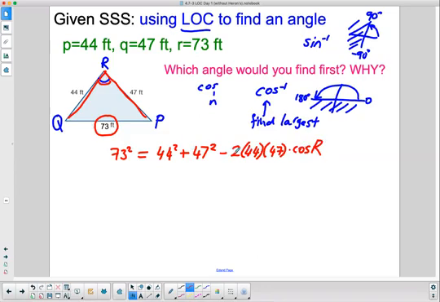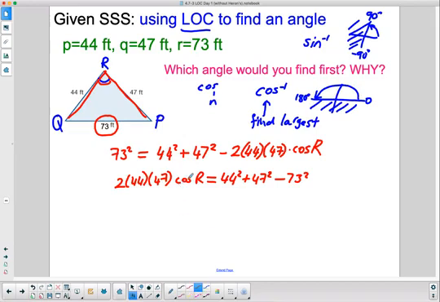So the first thing I'm going to do is get this lump that's subtracted. You can solve it any way you like, you do the algebra however you want to do it. What I'm going to do is get this whole expression and add it to both sides. So I'm going to have 2 times 44 times 47 times the cosine of angle R. And then I'm going to subtract this 73 squared from both sides. So that would be what was originally on that side, 44 squared plus 47 squared, subtract the 73 squared. Can you see what I've done here then? I've moved this term to the left by adding it to both sides, and I'm going to move this term from the left over to the right by subtracting it.